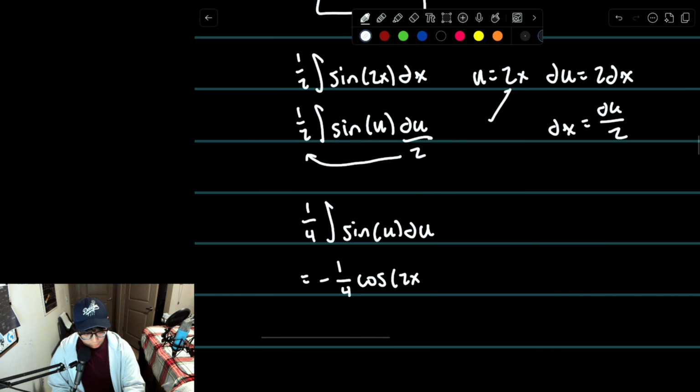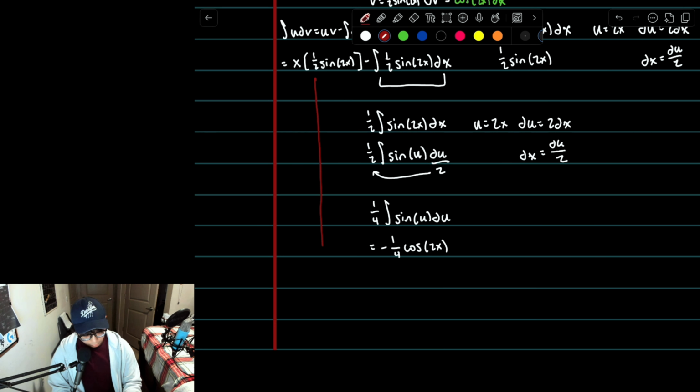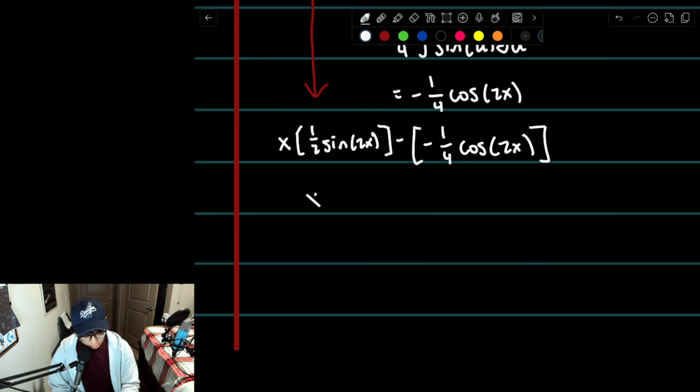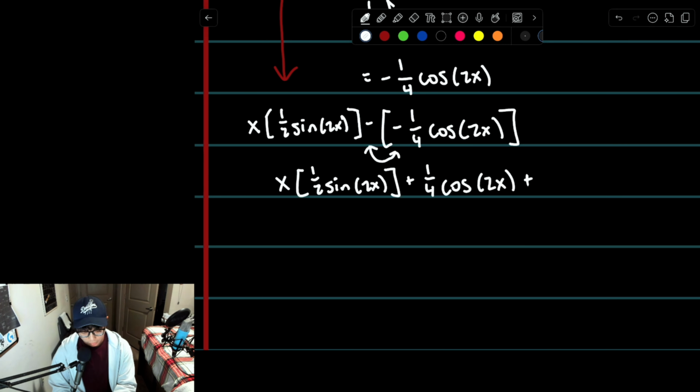Since we plug back in our u, we will now bring our first part of the equation down and plug in what we just received. We can further simplify with this double negative to make it positive, and lastly, don't forget your plus c.